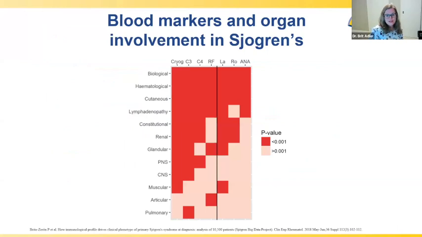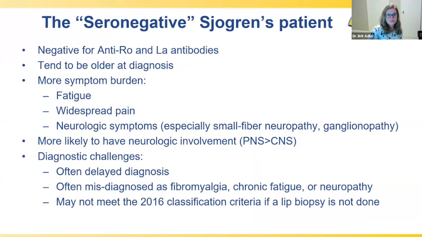If you look at organ involvement and blood markers in Sjögren's, you can see that patients with skin involvement, hematological complications, and lymphadenopathy tend to have more abnormal blood work. Those patients tend to have Ro, La antibodies, ANAs, and rheumatoid factors. But patients who get more neurological disease, peripheral and central, tend to be seronegative, with negative Ro, La, and sometimes even negative ANAs.